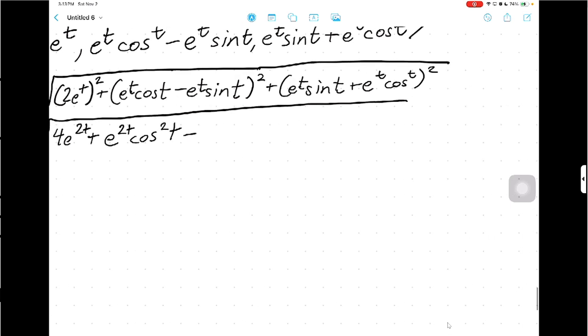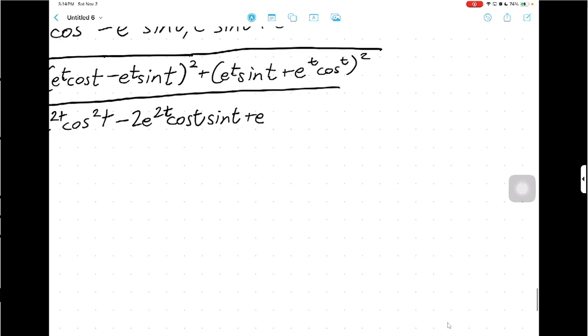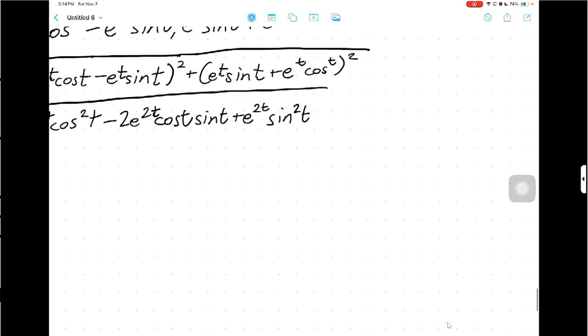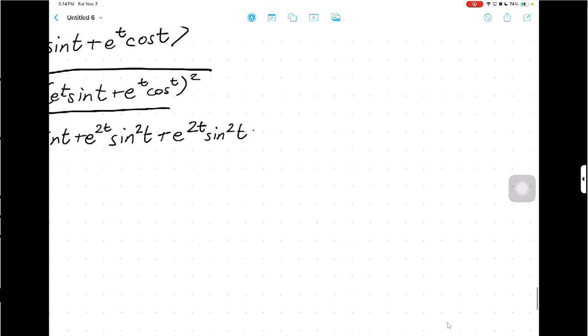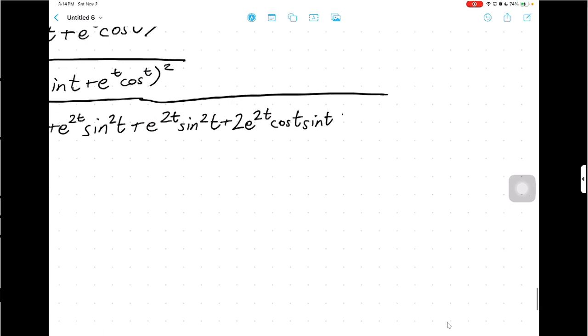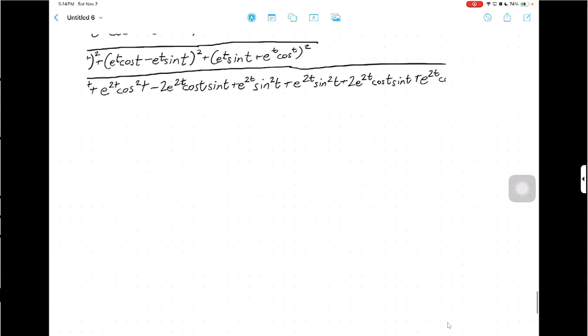t cosine squared of t minus 2e to the 2t cosine of t sine of t plus e to the 2t sine squared of t plus e to the 2t sine squared of t plus 2e to the 2t, I keep making this mistake, cosine of t sine of t plus e to the 2t cosine squared of t. Holy.